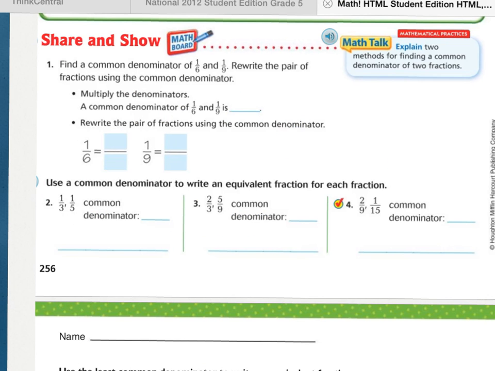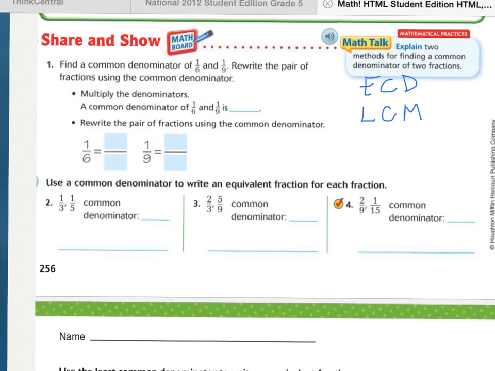Looking at the share and show, number 1 walks you through the steps of finding the common denominator between 6 and 9, and then rewriting the fractions using the common denominator. You can use any strategy you want. You can use multiplying the denominators, or you can use the LCM, the lowest common multiple. It is your choice on the strategy that you use.